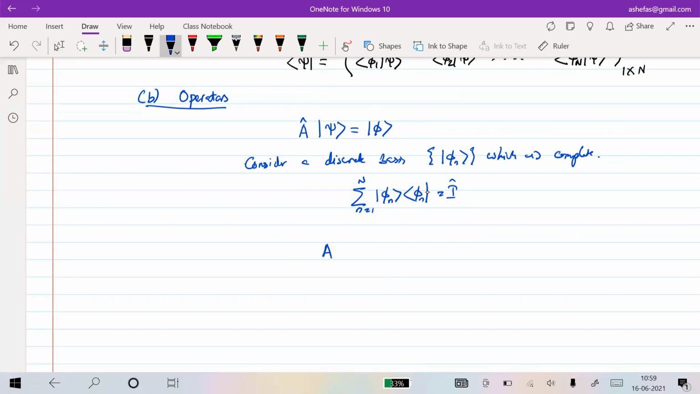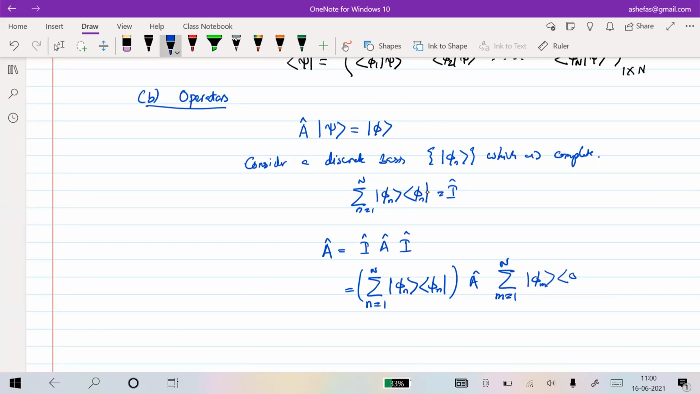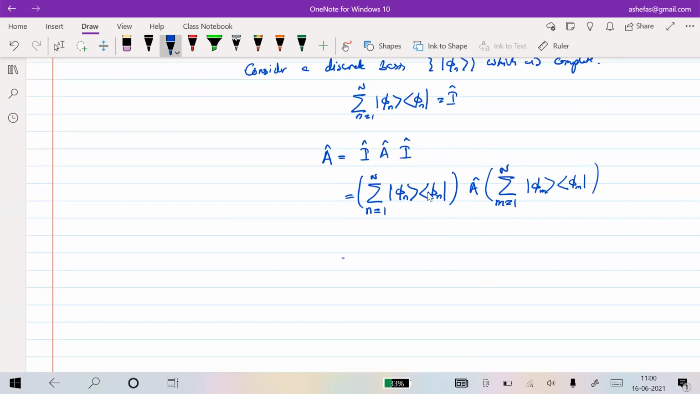Therefore, the operator A we can write as I times the operator A times I. Now what is I? I we can write as the sum over n equal to 1 to capital N of |phi n⟩⟨phi n|, operator A, sum over m equal to 1 to capital N of |phi m⟩⟨phi m|. So this can be written as a double sum over n and m from 1 to capital N of the ket phi n, the bra phi n, operator A, ket phi m, and bra phi m.